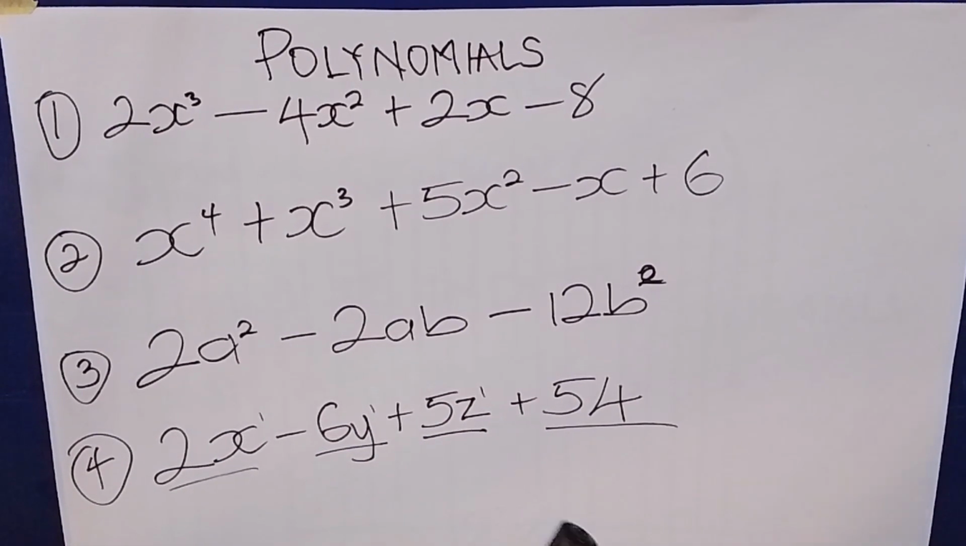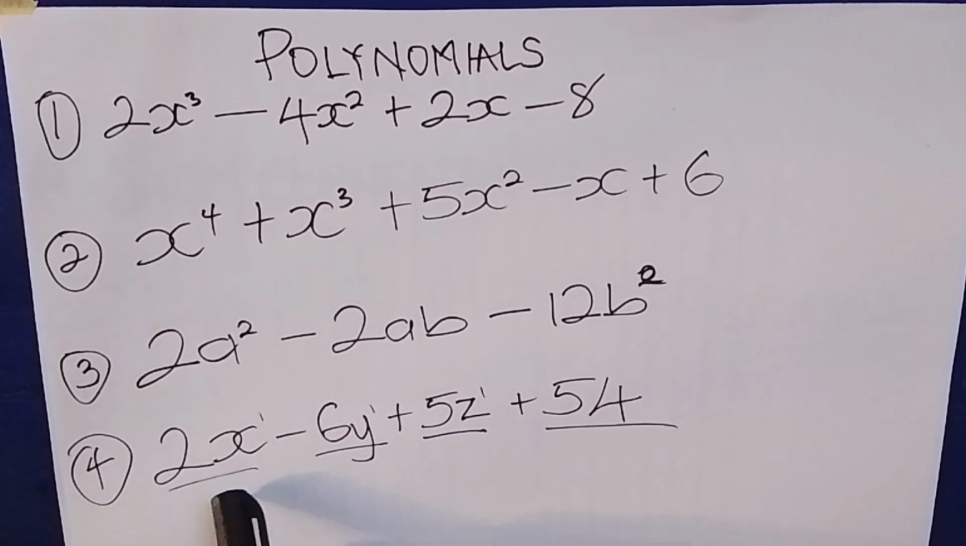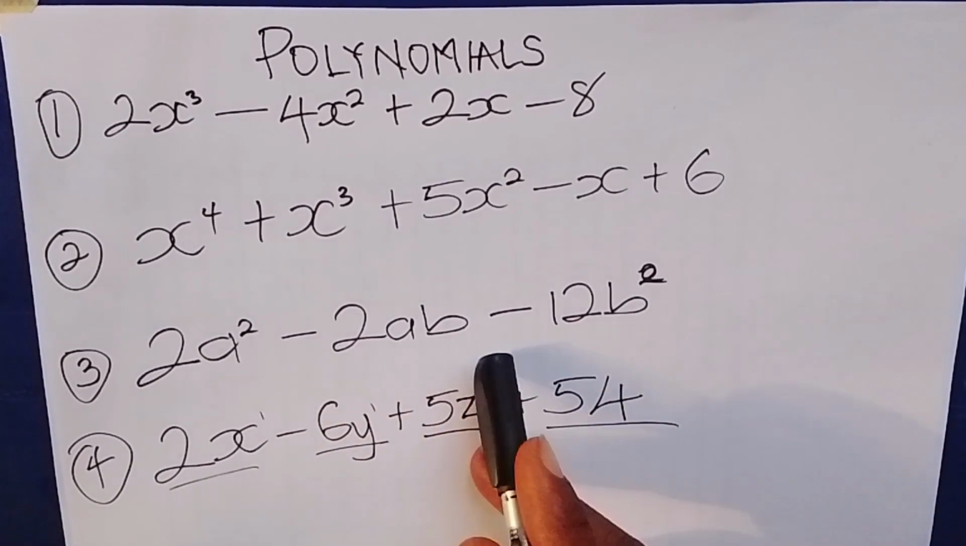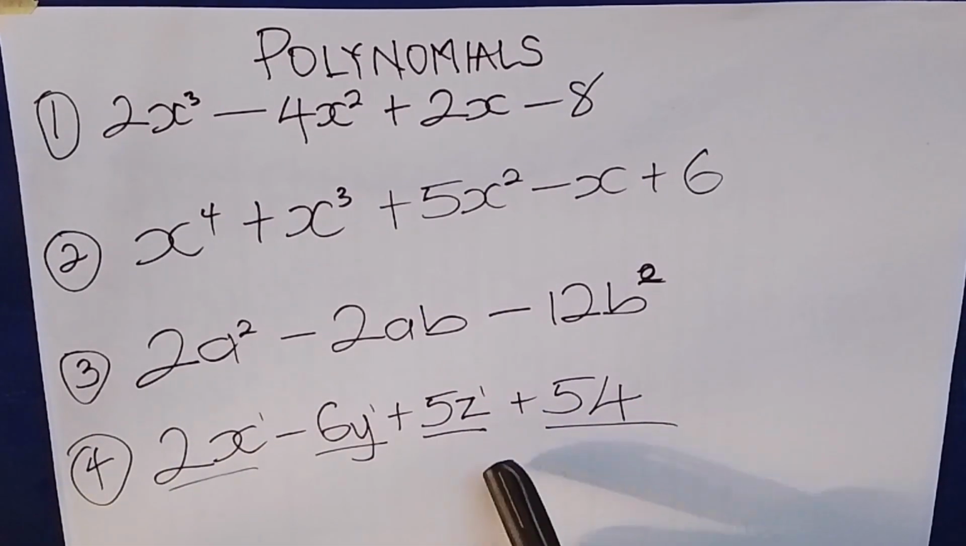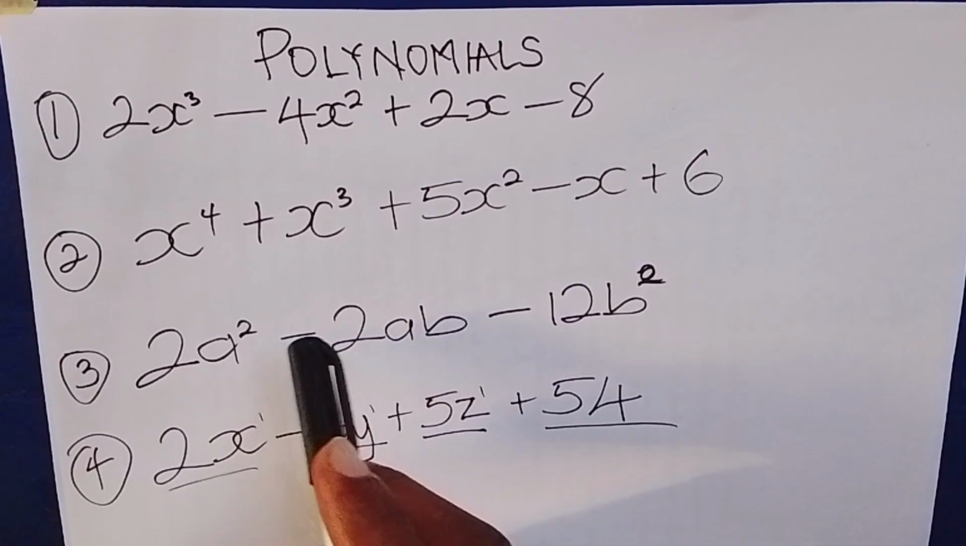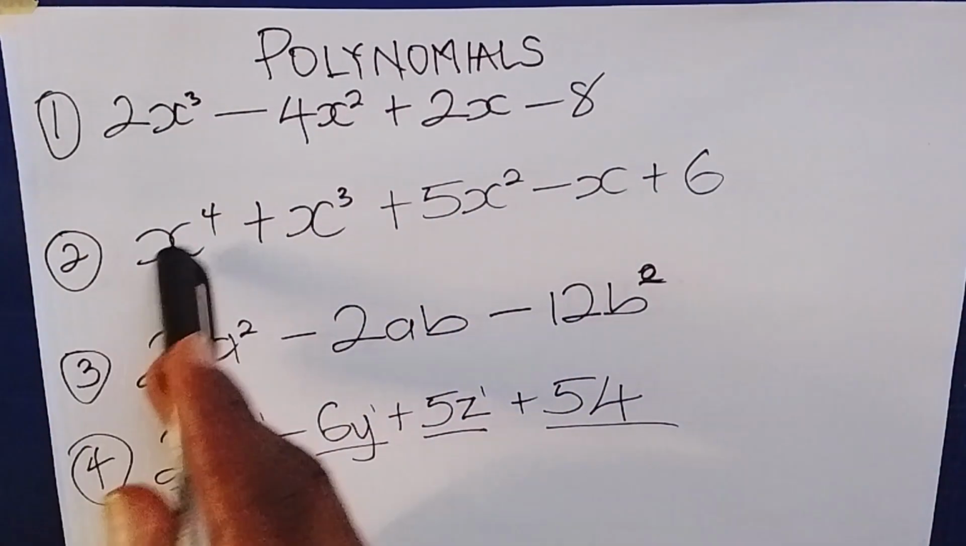Now, a polynomial is a polynomial because the variables are raised to a positive integer. If the variables are raised to a negative integer, that expression ceases to be a polynomial. Now let's look at this. We have 2a squared minus 2ab minus 12b squared. This is another polynomial. We have 1, 2, 3 terms, and they are combined by subtraction. Then we have these other 2 examples.